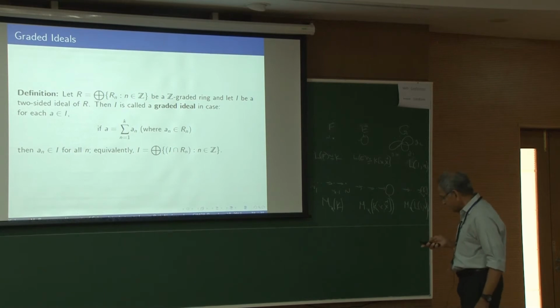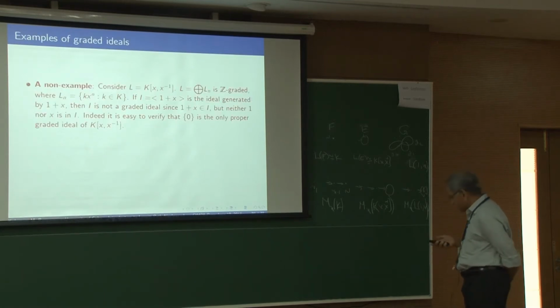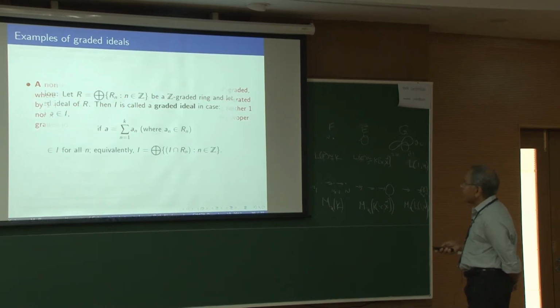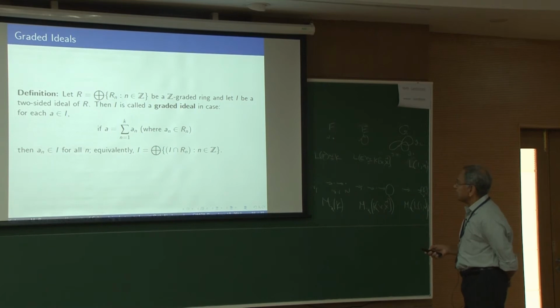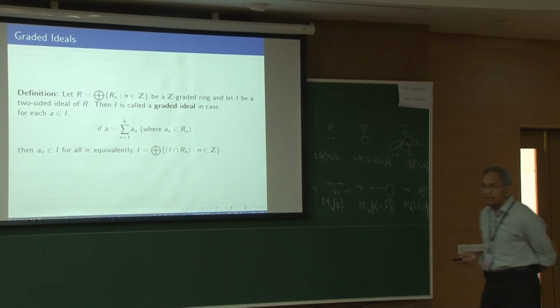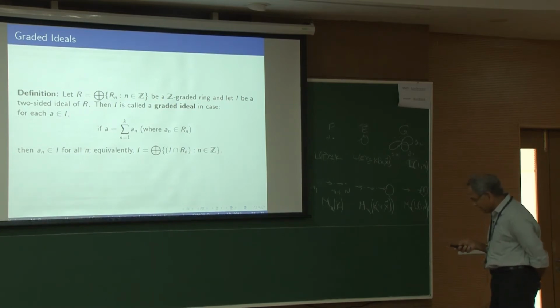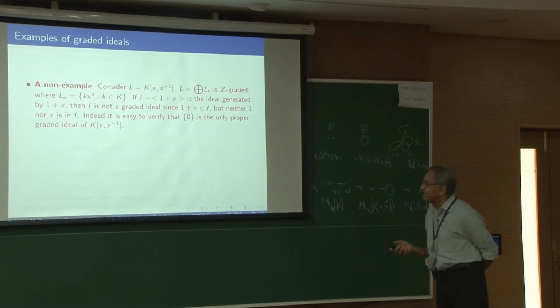Or equivalently, I decomposes as the direct sum of I intersection the homogeneous components there. That's a quick example, and I start to give a non-example.